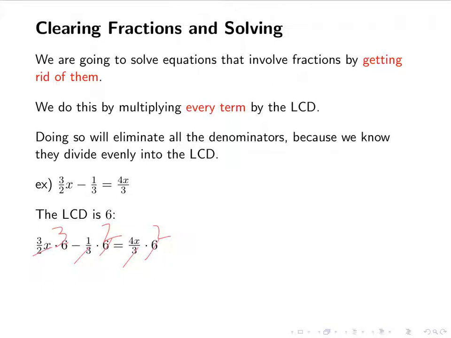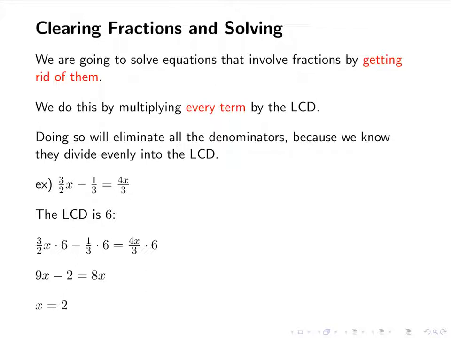So our first term, we have 3x times 3 will give us 9x. Our second term is 1 times 2, so 2. Our third term is 4x times 2, which will be 8x. So we get 9x minus 2 equals 8x. Now this is a two-step equation problem, so we want to combine our x's together and then divide by our coefficient. And if we do that, we should get that x equals 2.